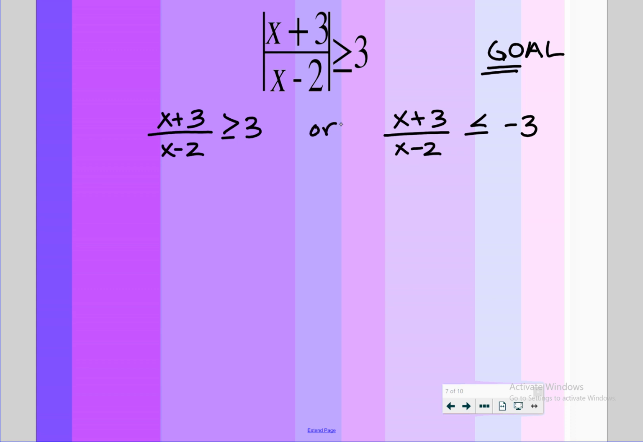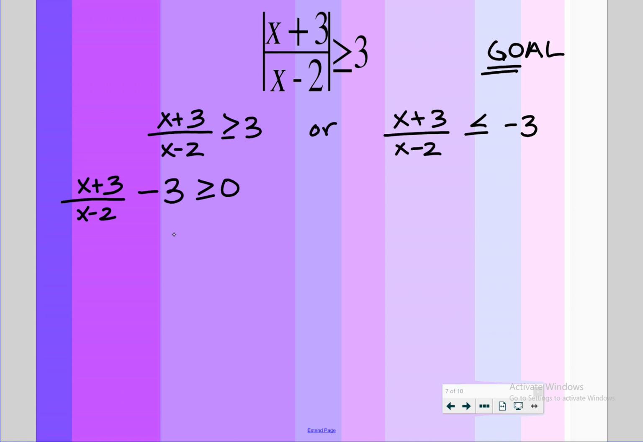Okay, now each of these we're going to solve like we did yesterday. So yesterday we wanted our rational expression to be compared to 0, which these are not. So I'm going to start with the one on the left. I'm going to move that 3 over. x plus 3 over x minus 2 minus 3 is greater than or equal to 0. And then do you remember what we did next after we got it compared to 0?